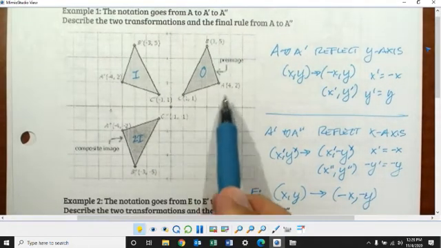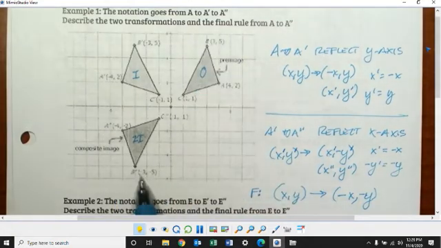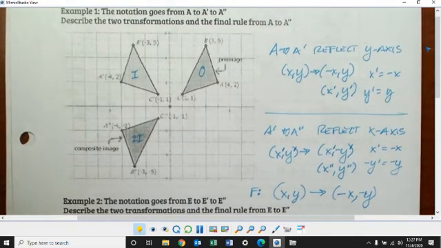And we can see that this is 4, 2. This is minus 4, minus 2. This is 3, 5, minus 3, minus 5. So it's kind of hard to see. I hope that came through on your version of the image, but that's what it is.